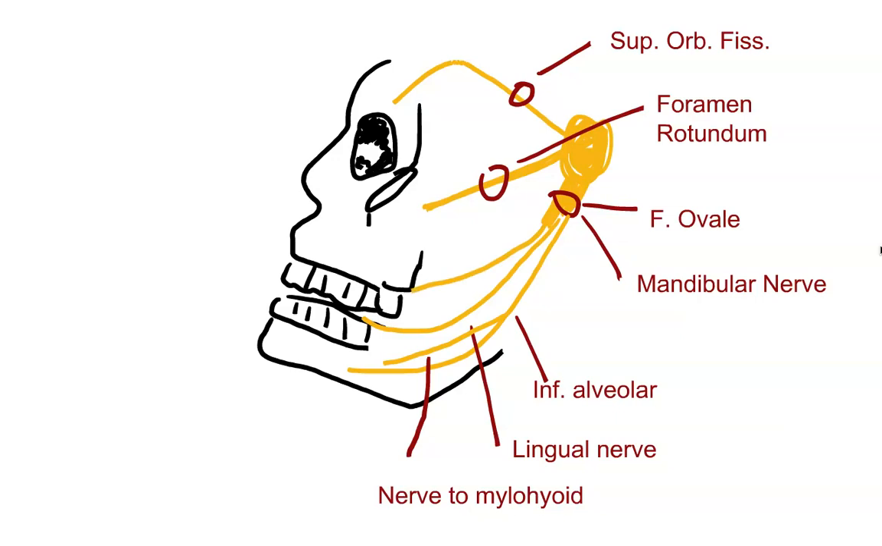The buccal nerve is sensory to the cheek, not to be confused with the buccal branch of the facial nerve, which motor innervates the buccinator muscle.